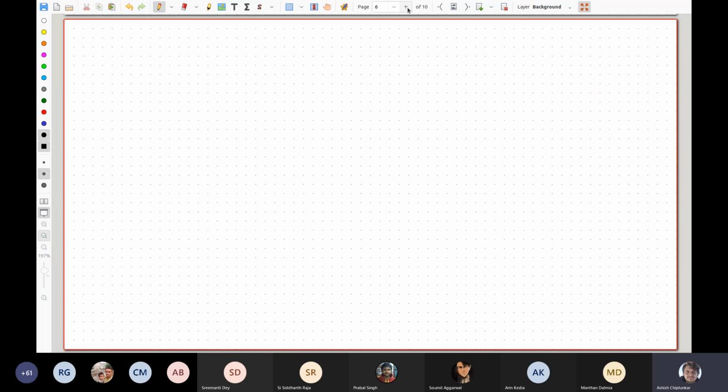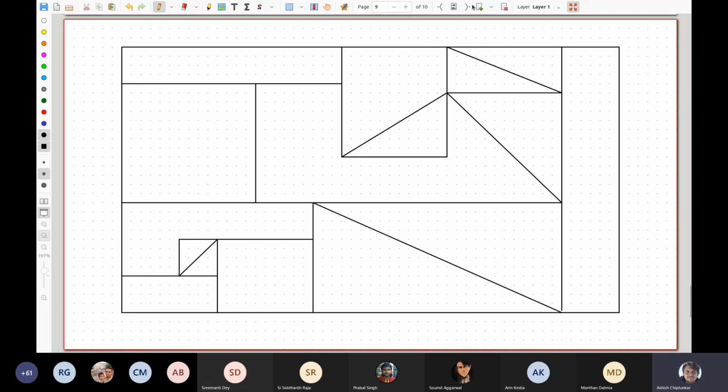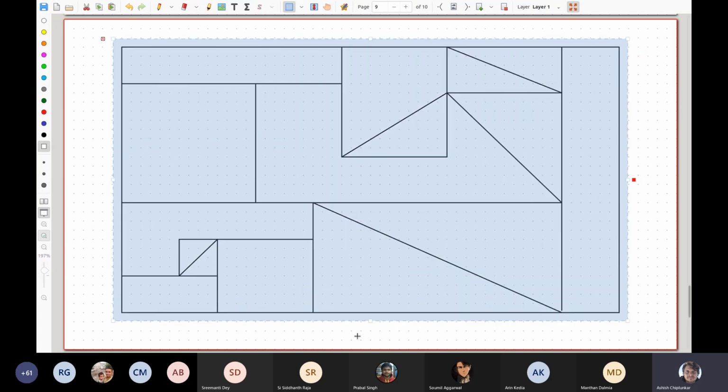So the problem that I'm going to discuss is the following. Let us copy a diagram which I had drawn earlier. So what is this?